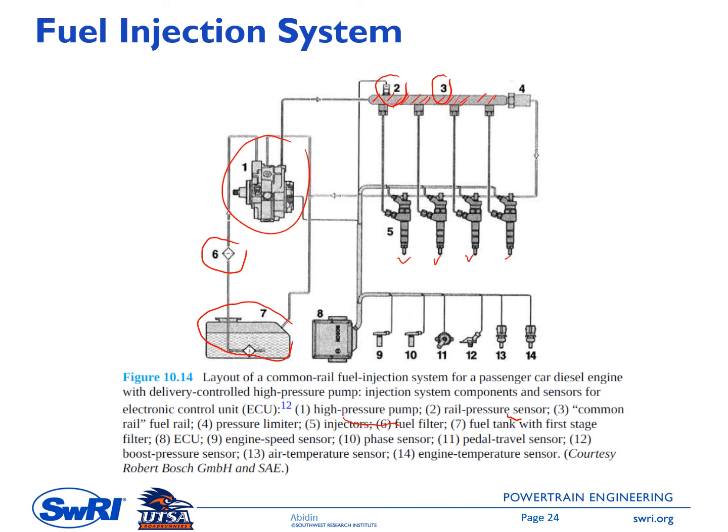Number 4 here is the pressure limiter, and 5 here is the injector. Each cylinder has one injector. And 8 here, I believe, is the ECU. This is used to control the amount of injection based on several parameters measured by several sensors here. Number 9 is the engine speed sensor, number 10 is the phase sensor, 11 is the pedal travel sensor, and then there is also a boost pressure sensor, and so on.